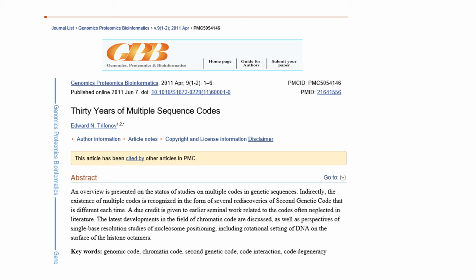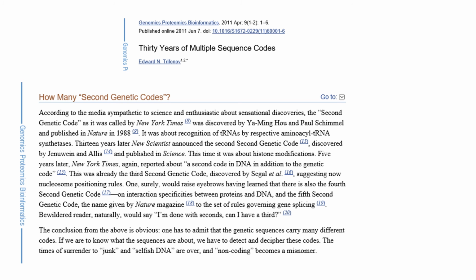He is saying an overview is presented on the status of studies on multiple codes and genetic sequences. Indirectly, the existence of multiple codes is recognized in the form of several rediscoveries of second genetic code that is different each time. So each time a new discovery is made, it's dubbed the second genetic code. He's saying a due credit is given to earlier seminal work related to the codes often neglected in literature. The latest developments in the field of chromatin codes are discussed, etc., etc.